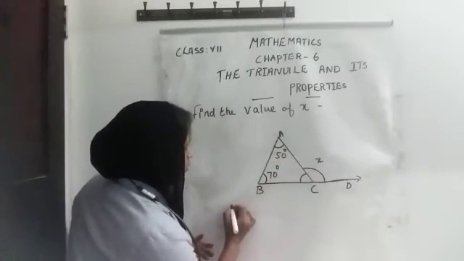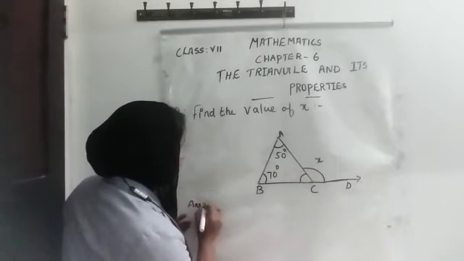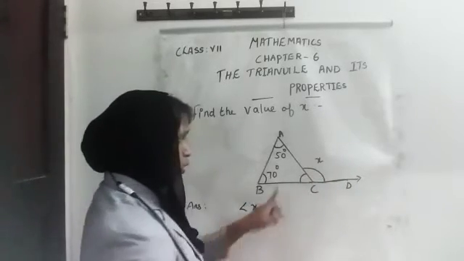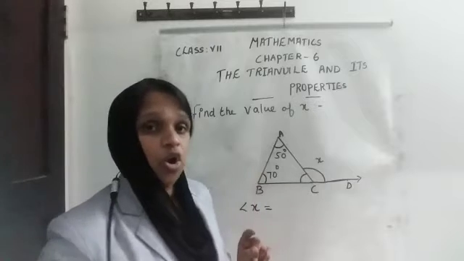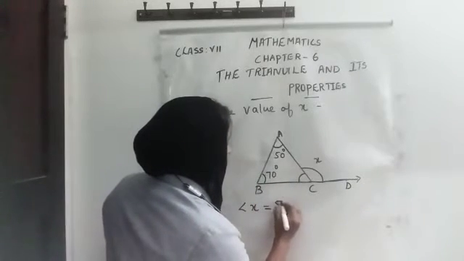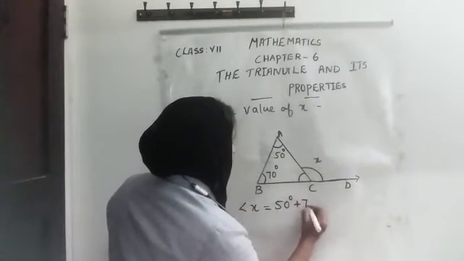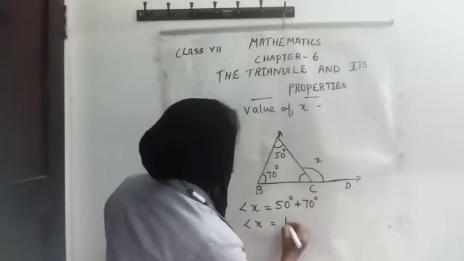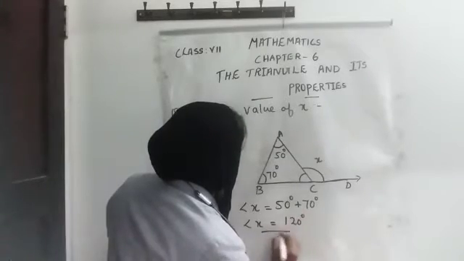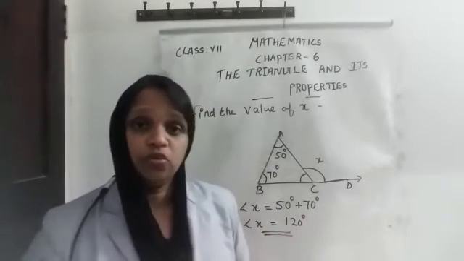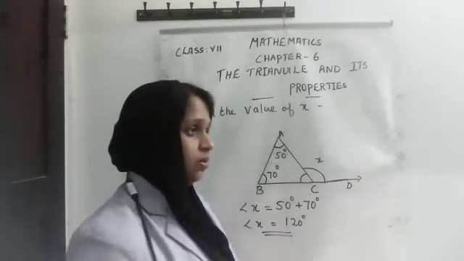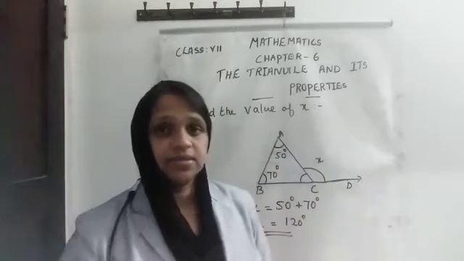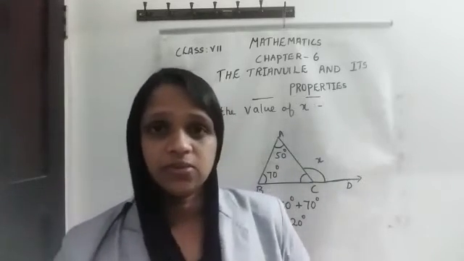That means we can write this as exterior angle. What is the exterior angle here? Angle x is equal to the sum of interior opposite angles. That means 50 degrees plus 70 degrees. Therefore, angle x is equal to 120 degrees. So, this way we are finding the exterior angle x. Okay, now we can move on to the next question.